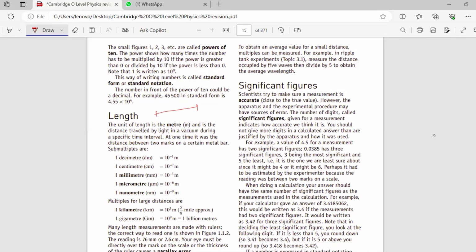Then you must be well familiar with the conversions. Deci stands for 10 to the power minus 1, centi for minus 2, milli minus 3, micro minus 6. Certain powers of 10 have specific names: centi for minus 2, milli for minus 3, micro minus 6, nano minus 9, kilo 10 to the power 3, giga 10 to the power 9, and mega stands for 10 to the power 6.